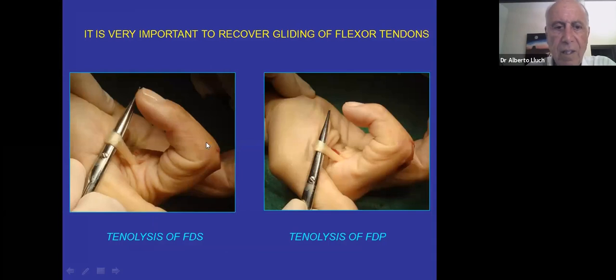Here you can see it flexes the PIP joint, a little bit the DIP joint, because there are adhesions between the sublimis and profundus. And here, by pulling on the profundus, we can see that we can gain flexion of the DIP joint. And this is the incision that we used for placing the joint implant.